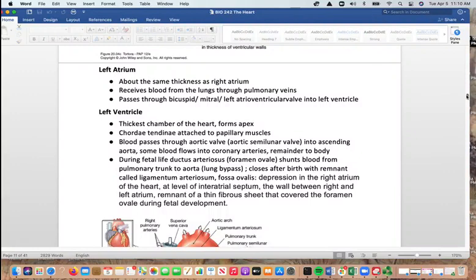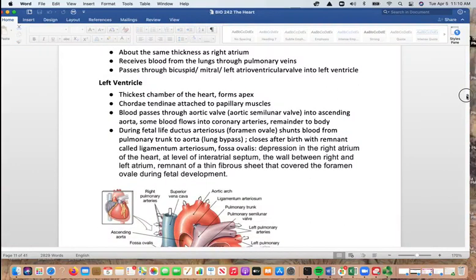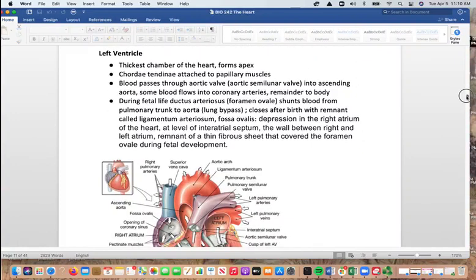It's going to receive blood from the lungs and the pulmonary veins, and then it's going to go through the bicuspid valve, which is also known as the mitral valve or left atrioventricular valve, and move into the left ventricle. The left ventricle is that thicker chamber that forms the apex. The chordae tendineae are attached to papillary muscle. Then the blood will go through the aortic semilunar valve into the ascending aorta. Some of it is going to go into the coronary arteries, and the remainder will go into the body.